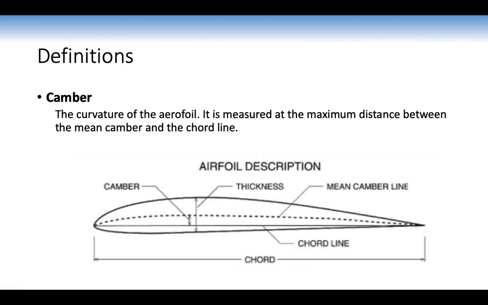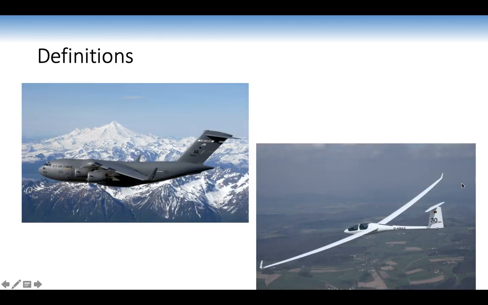And then camber, the curvature of the airfoil, is measured at the maximum distance between the mean camber and the chord line. So that's this line over here. Camber also tells us how curved it is from the chord and the mean camber. So we've got 2 airplanes over here. A cargo airplane needs a lot more camber than a glider because it needs to carry quite heavy loads, whereas a glider doesn't need as much camber. Sure, it does have a little bit of camber, but not as much as a heavy cargo aeroplane.